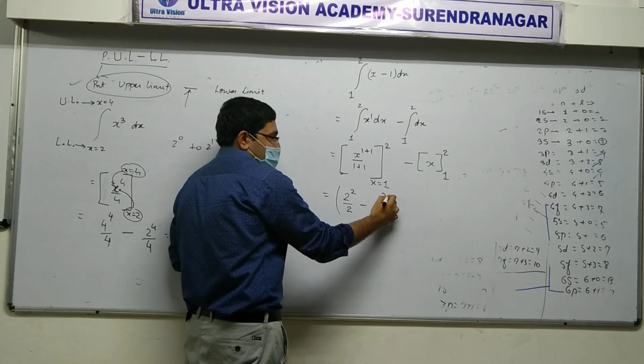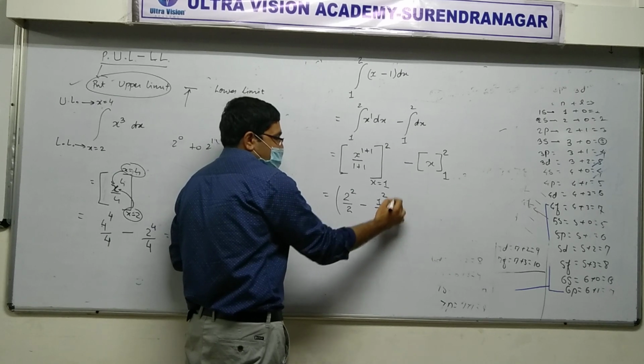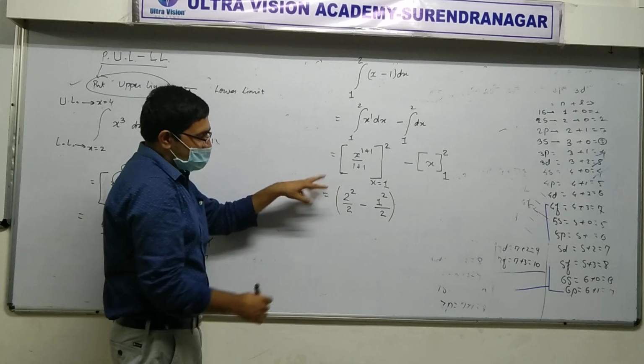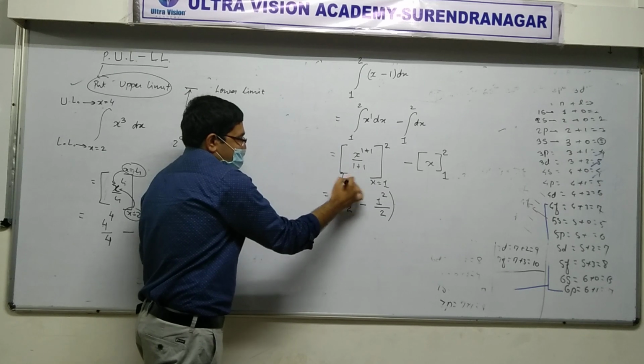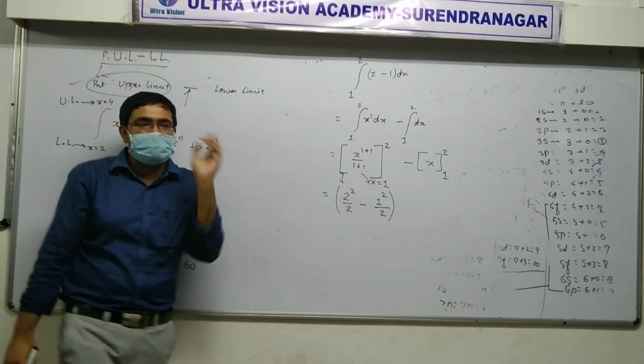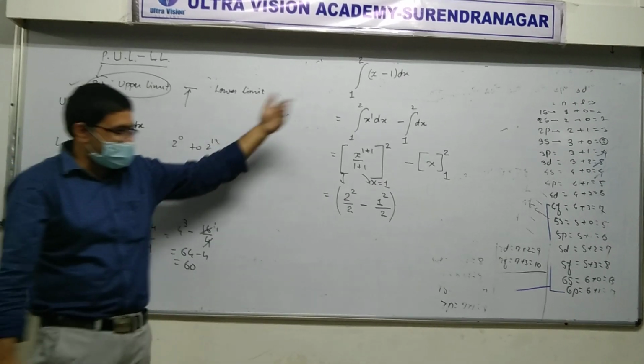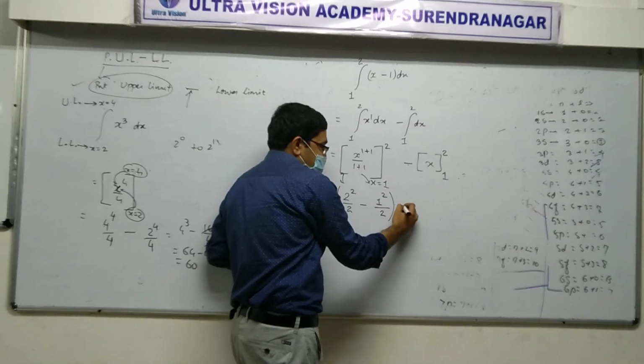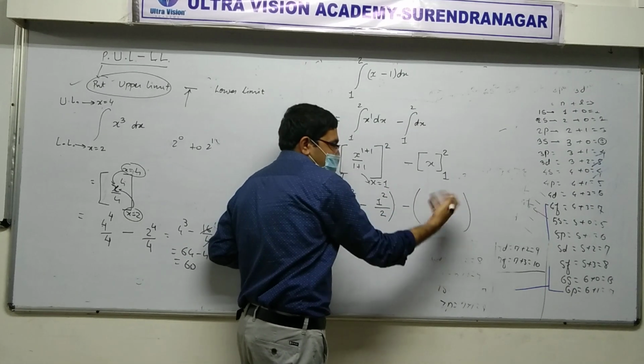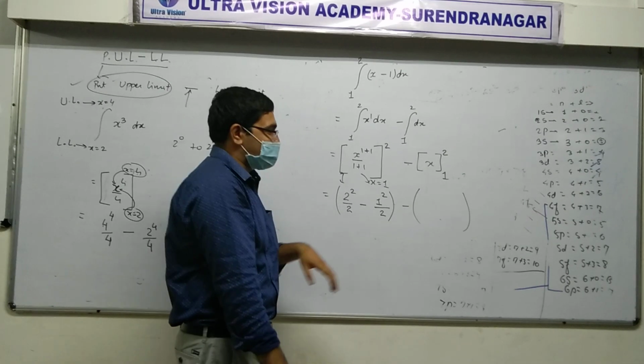1 raised to 2 upon 2. Understood? Yes. Both of these things have come from this only. Alright, one from upper limit and one from lower limit. Second, this sign over here, minus. Now you don't need to put a square bracket, you can put any kind of bracket, whatever you want.